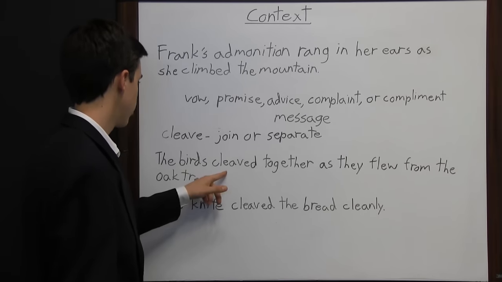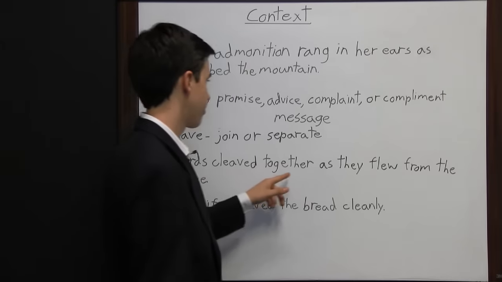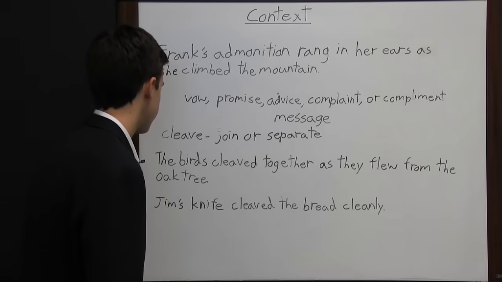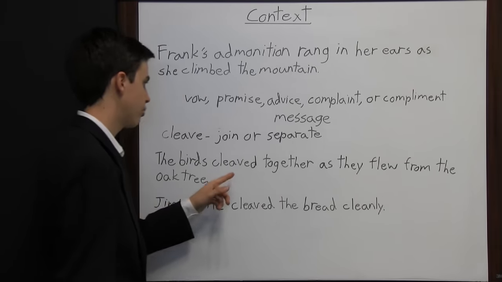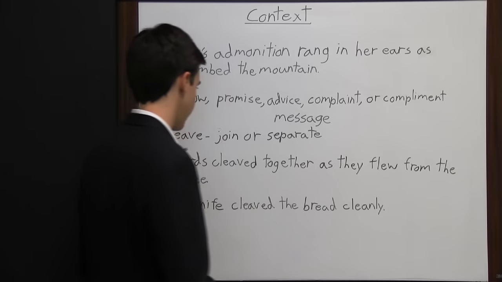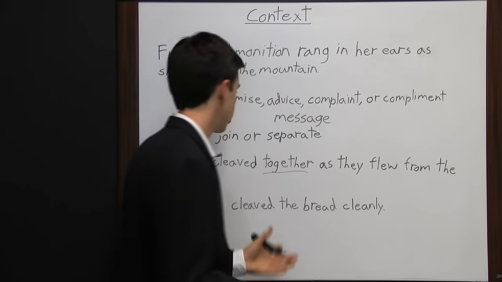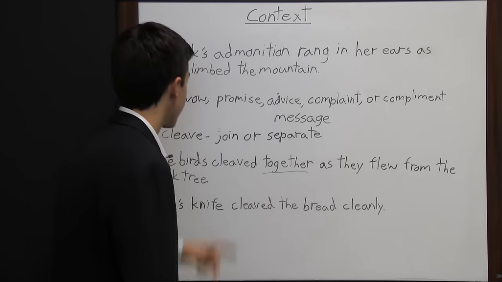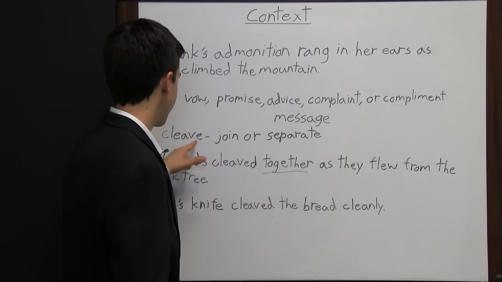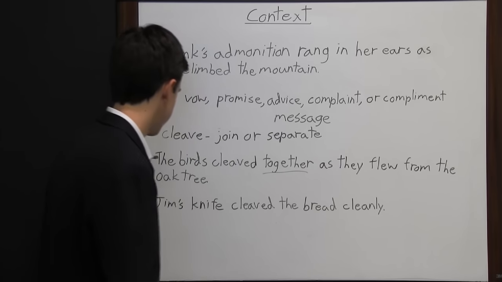Well, if we use the word joined, it says the birds joined together as they flew from the oak tree. But if you put the birds separated together as they flew from the oak tree, that wouldn't make sense. The reason being is because of the word together. Together means joined or near each other. So join must be the meaning of cleave in this sentence.